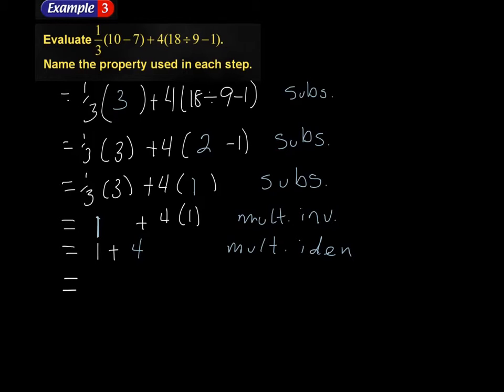And finally, 1 plus 4 is 5, and I just added, there's not another special property I can use, so I'm going to call that one substitution once again. So we have 4 reasons that are substitution in the same problem.